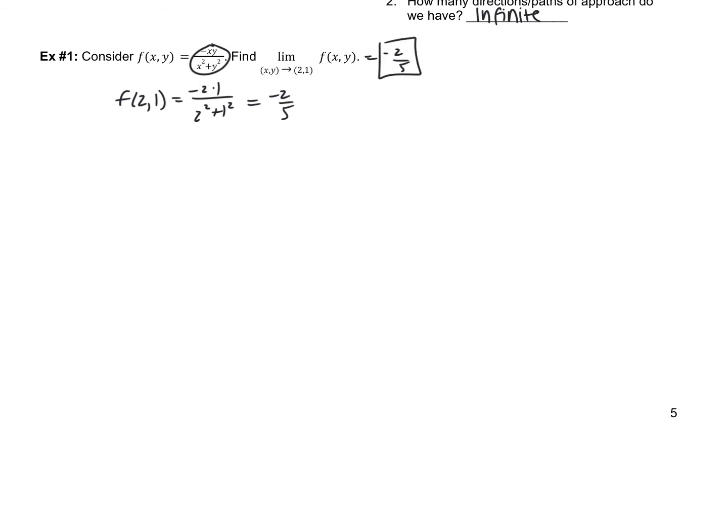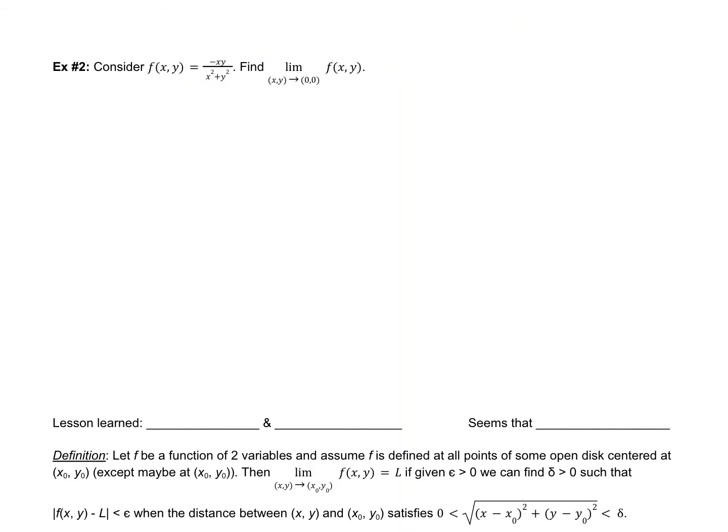That's the type of limit we love, the one that is easy, just plug on in. That's not always going to be the case though. So let's look at another example. So now we're looking at our same function. This time we're looking at the limit as (x, y) approaches (0, 0).